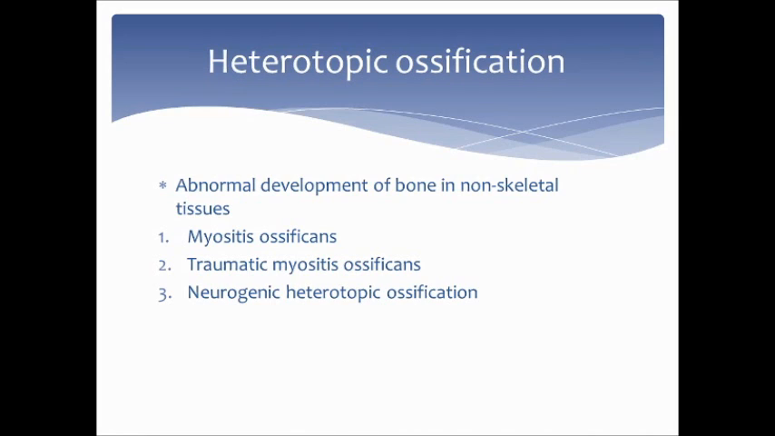Traumatic myositis ossificans is the most common out of these three types. This happens after an injury to soft tissue, so in response to soft tissue injury, instead of forming scar tissue in its place, sometimes the body will form bone tissue. And neurogenic heterotopic ossification is due to some sort of spinal cord injury. They're not really sure about the pathogenesis of this right now, but there's still research out on it.